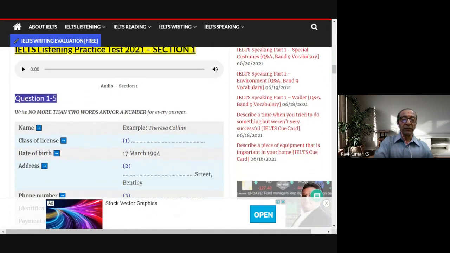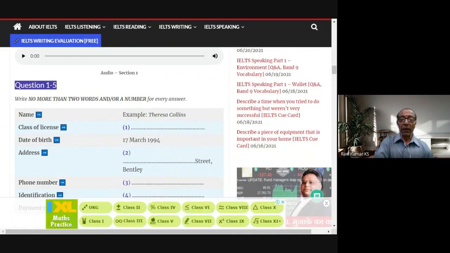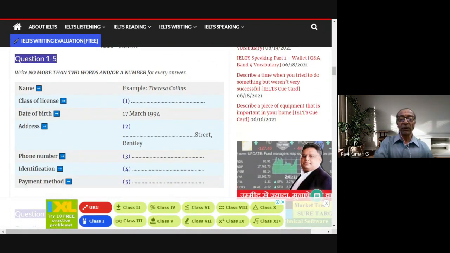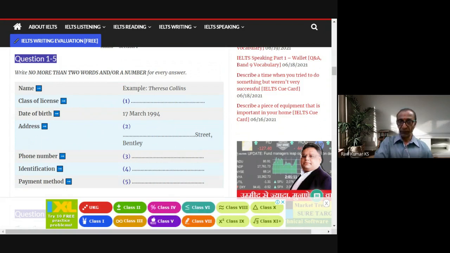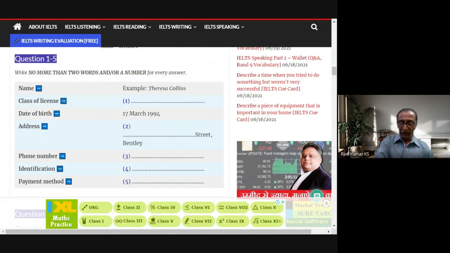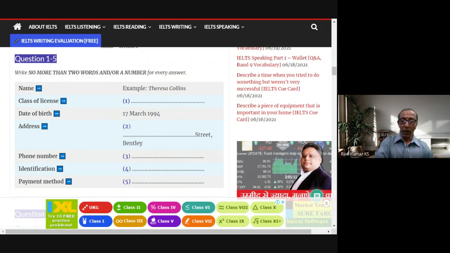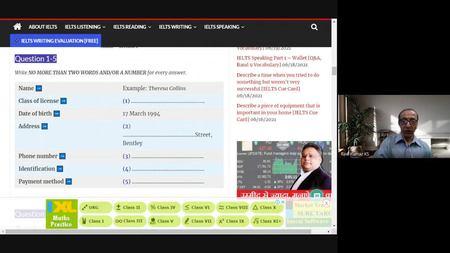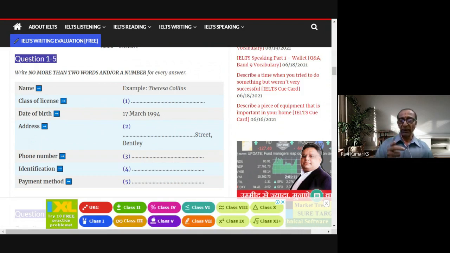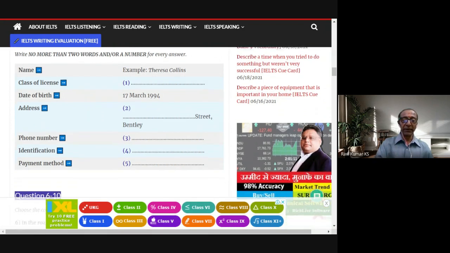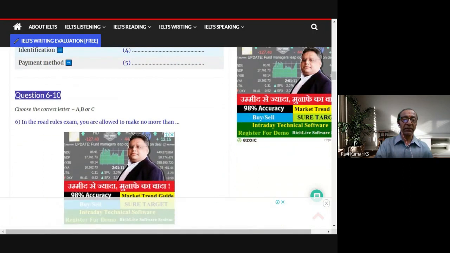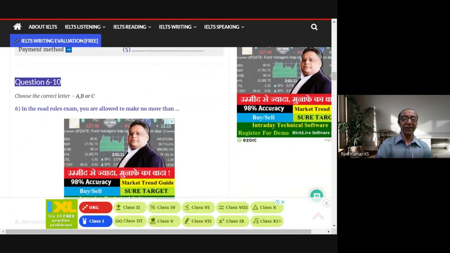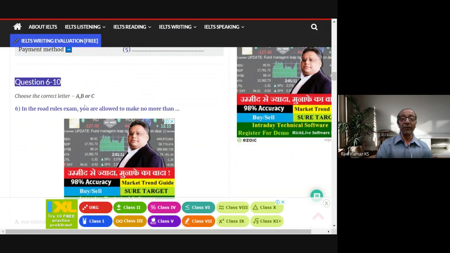Now, this is the answer sheet for question numbers 1 to 5. You can make a note of it, each one of you, or you can take a pic and mention the question numbers 1, 2, 3, 4, 5, and as I play the audio, you can just jot down the answers. In the same way, for question number 6, you note down the questions, choosing the correct letter they're asking, that is A, B, or C.